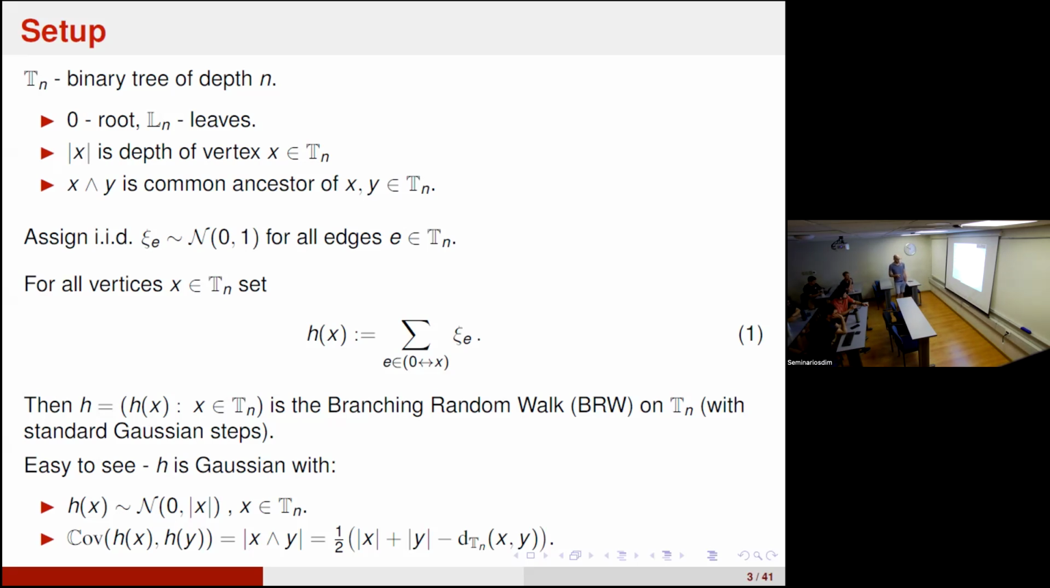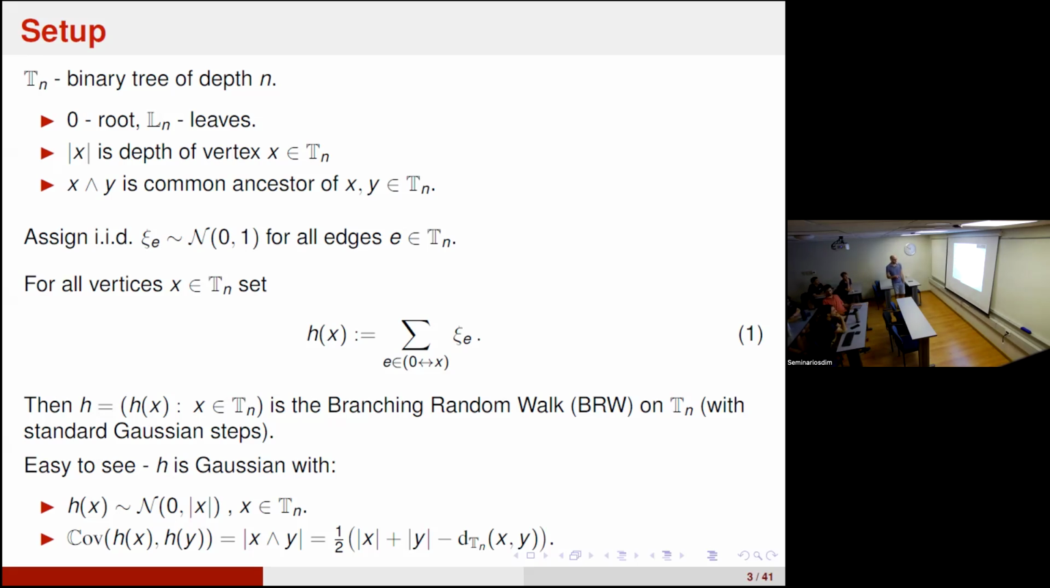Okay, and h is known by the name of branching random walk. I think of h as a field indexed by the vertices of the tree. You can call it the branching random walk with Gaussian steps and binary branching, or if you want to be more fancy, you can call it the Gaussian free field on the tree.